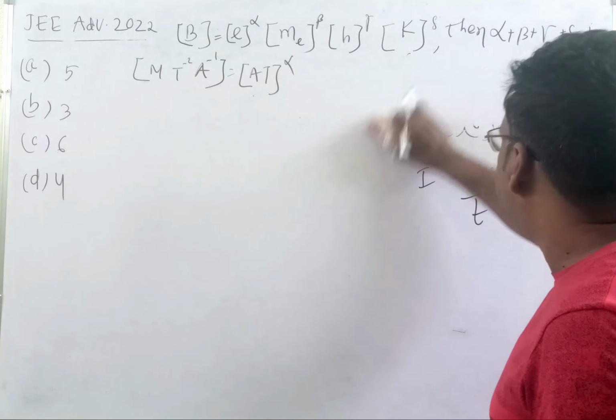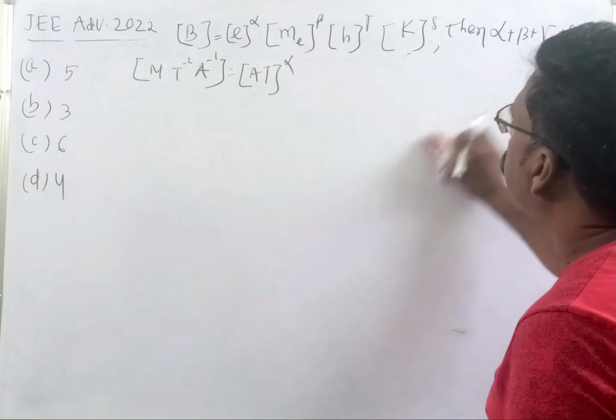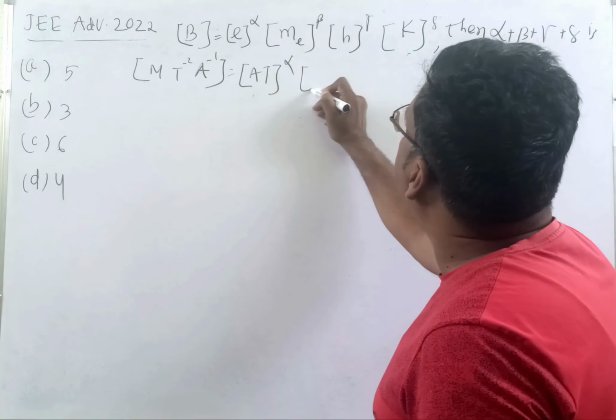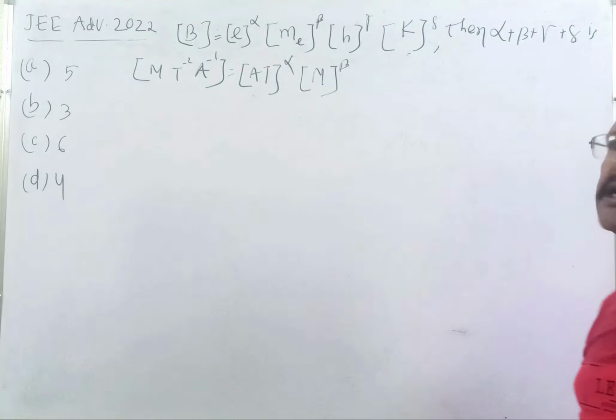Then what is mass of an electron? That is also mass, student. And what is the dimensions of mass? We know that is simply capital M in square bracket. So we'll write M to the power beta here.